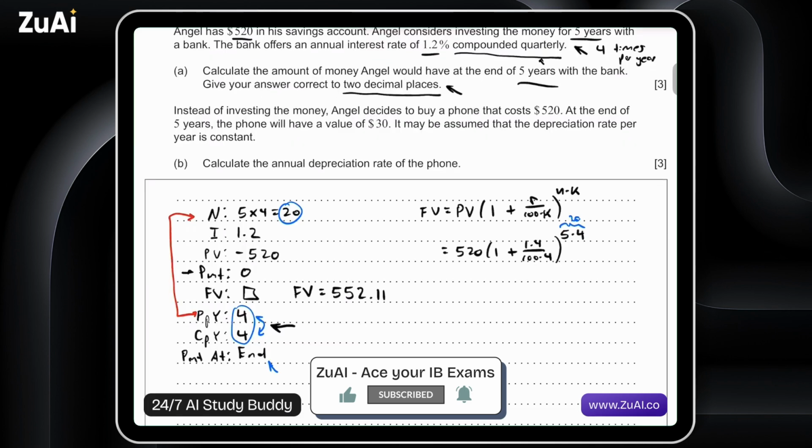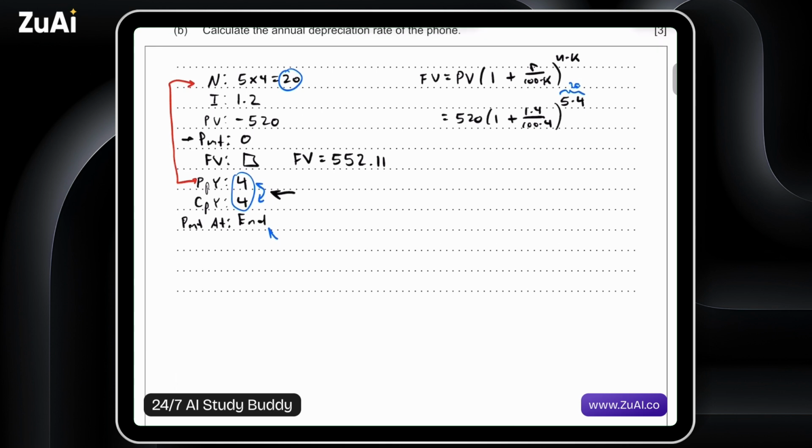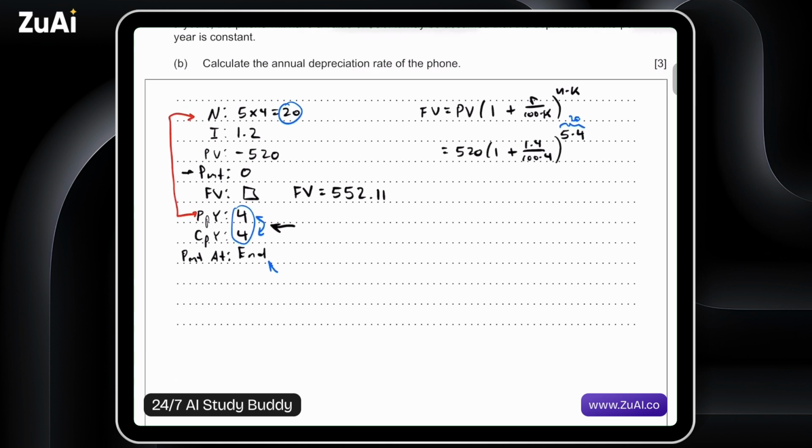Instead of investing the money, Angel decides to buy a phone that costs $520. At the end of 5 years, the phone will have a value of $30. It may be assumed that the depreciation rate per year is constant. Calculate the annual depreciation rate of the phone. Okay. So once again, we can actually use our compound interest formula, or we can use the financial solver. And this time I'm going to actually reverse the order.